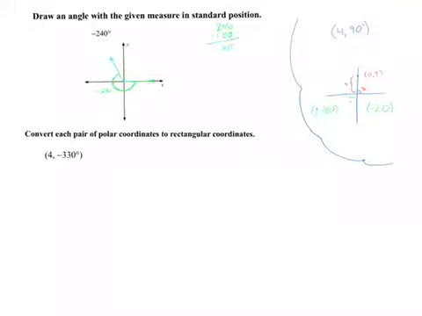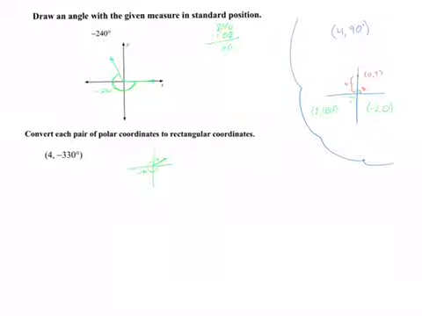All right. This next one says convert each pair of polar coordinates to rectangular coordinates. So before we did this with a triangle, and that's exactly what we're going to do. Let's just do a quick sketch of what 330 would look like. 330 would be almost 360, so minus 30 degrees, right? It'd be this angle. And then it's out here at 4, right? So this length is 4. There's that point there because this is negative 330.